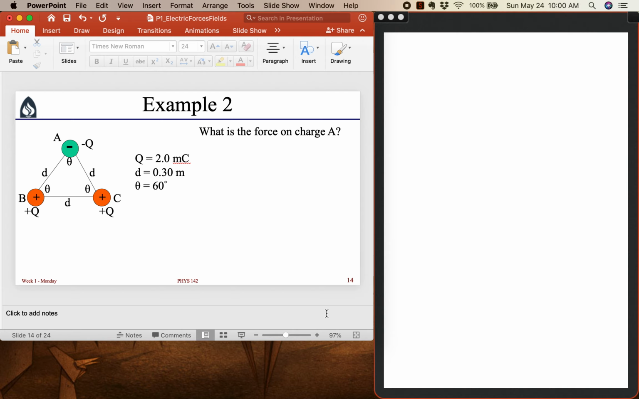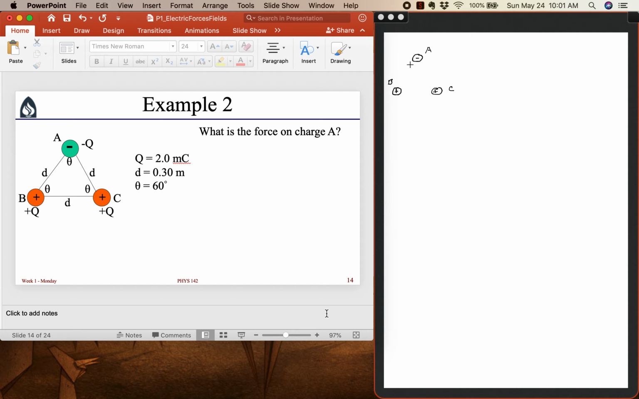So to solve this problem, first I'm going to draw a diagram showing the forces acting on charge A. So I have charge A, which is a negative charge, and then we have charge B, and we have charge C, and they form this equilateral triangle. And these charges B and C are both positive.